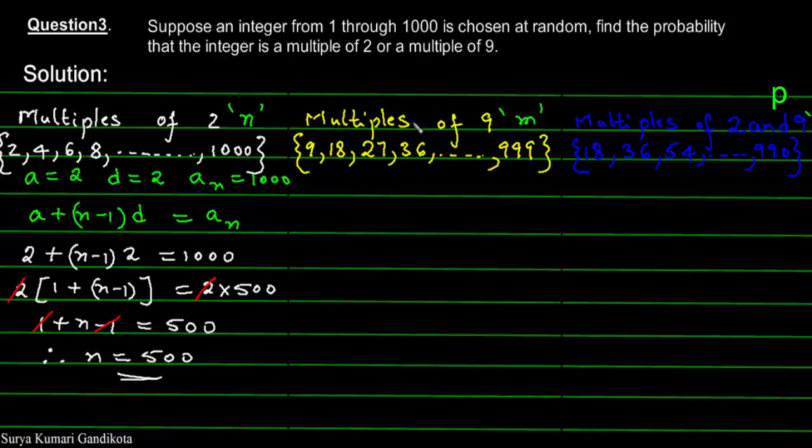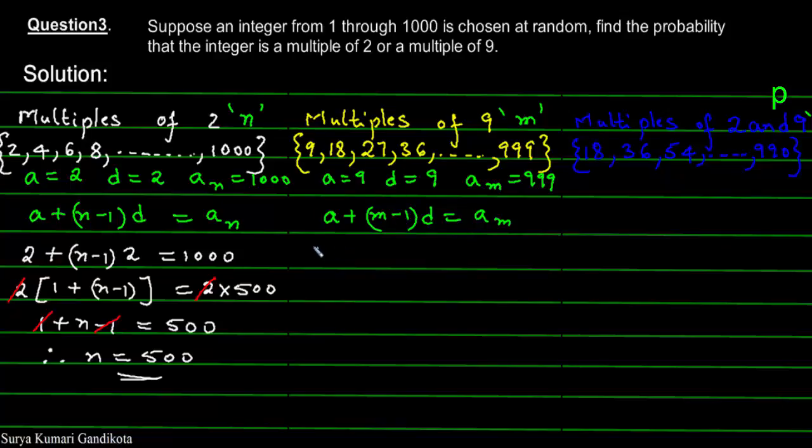Now, in the same way, let us find out the multiples of 9. Again, the same formula holds: a plus, assuming m multiples, m minus 1 into d is equal to a m, the mth term. What is a in this case? The first term is 9. The common difference d is 9 again, because 18 minus 9, 27 minus 18 etc. is 9. And the last term, the mth term, is 999. Let us put these values in and find out what m is.